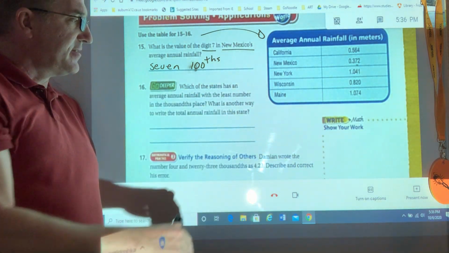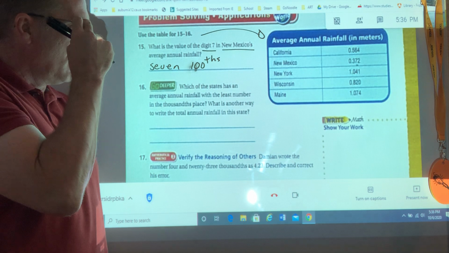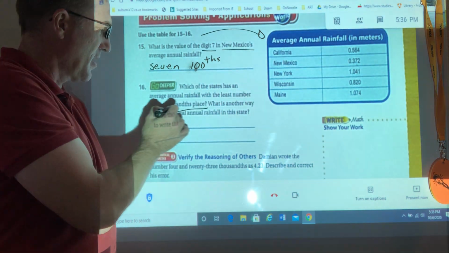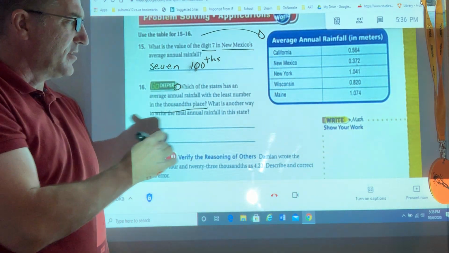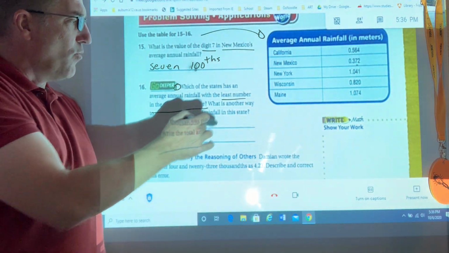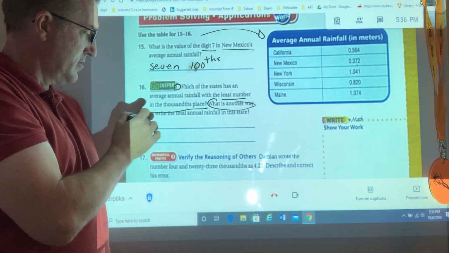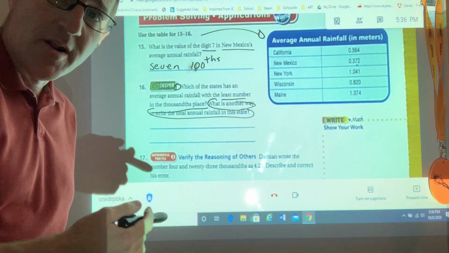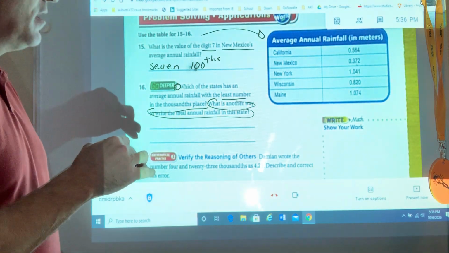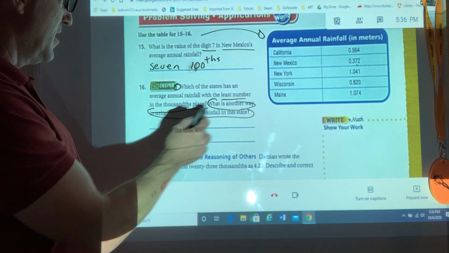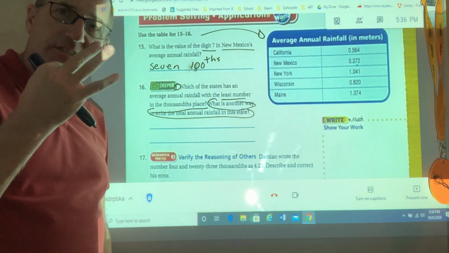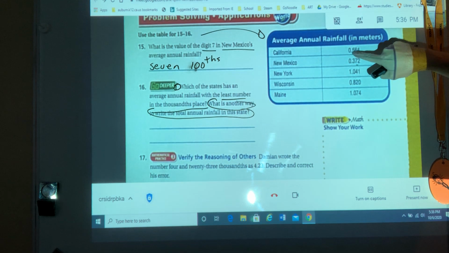Which of the states has an average annual rainfall with the least number in the thousands place? So that's step 1. I'm always going to read the whole question, the least number in the thousands place. And what is another way to write the total annual rainfall of that state? So I'm going to write it as a decimal form, but let's take a look. Least number in the thousands. So the thousands. I know that's 3 spaces from a 1. So I'm going to go all the way over. There's my ones, tenths, hundreds, thousands.